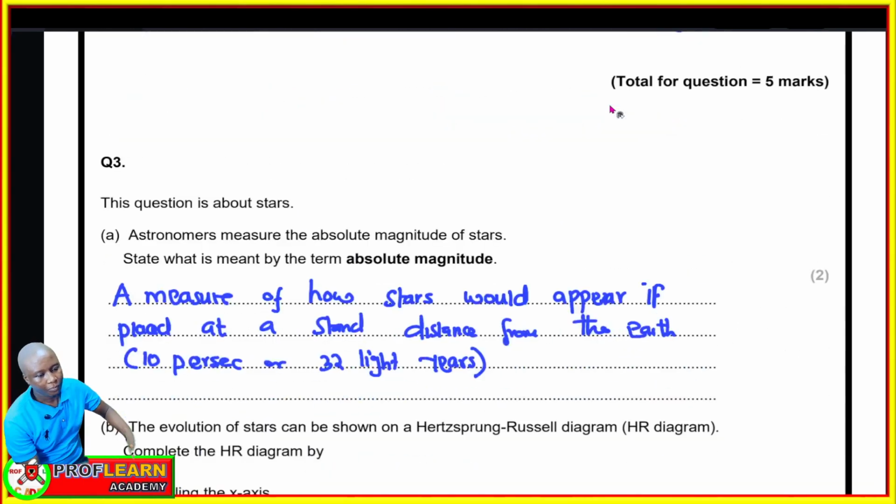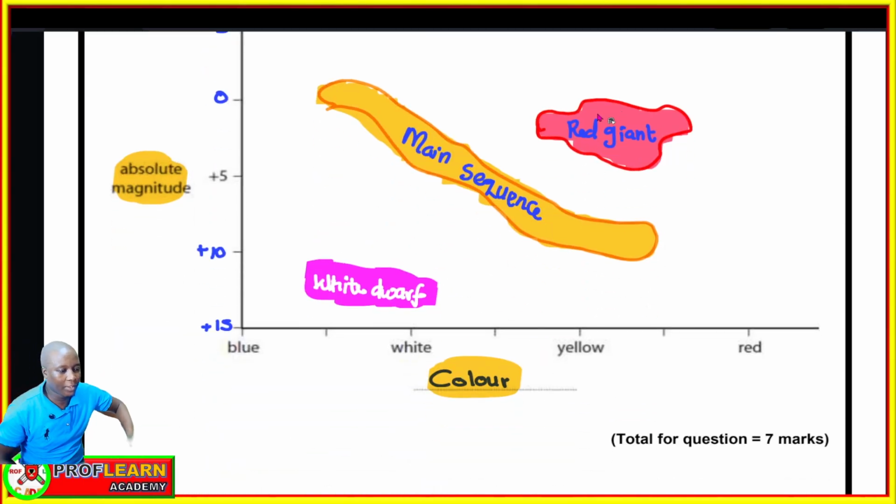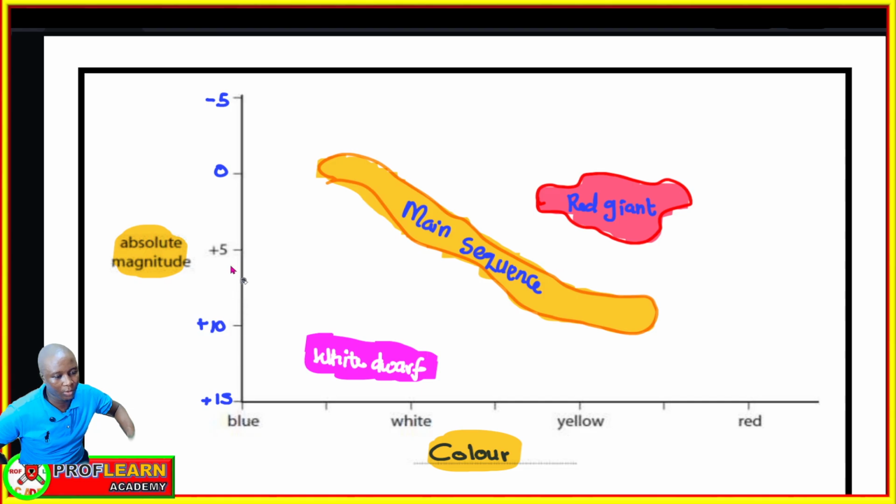So on this, as a candidate, you are supposed to ensure that you label these: positive 10, positive 15, and then positive 5, 0, negative 5. And then the white dwarf will be well seated there. We have the main sequence well illustrated here. And then you ensure that you have the red giant just above the main sequence.